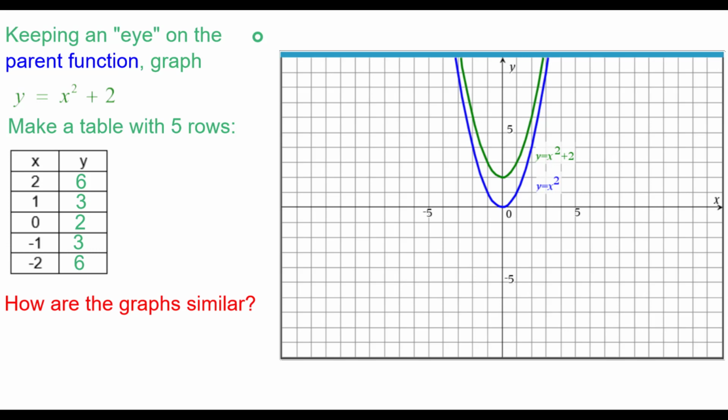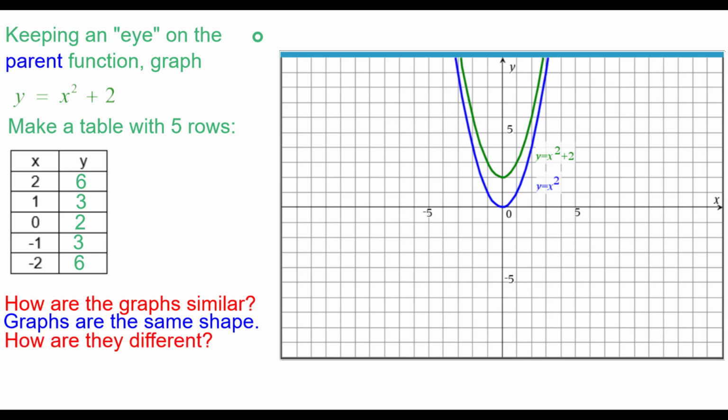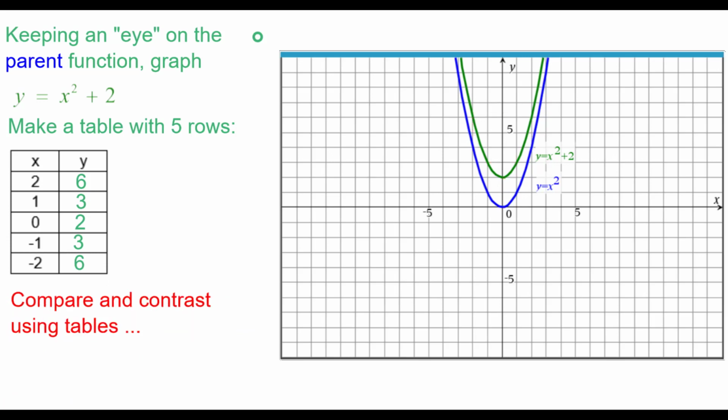How are the graphs similar? Well, as we said before, they are the same shape. And how are they different? Well, this one's a little bit different in a different way. So go ahead and press pause until you've thought about that. Well, you can see from this point from blue to green, it's up 2. From blue to green up to here and up 2 from here.